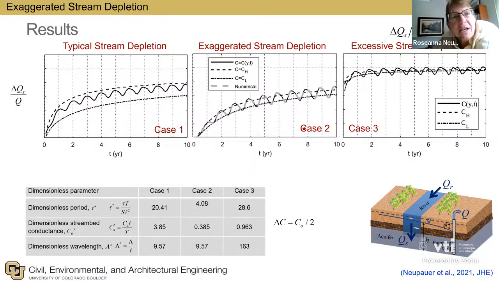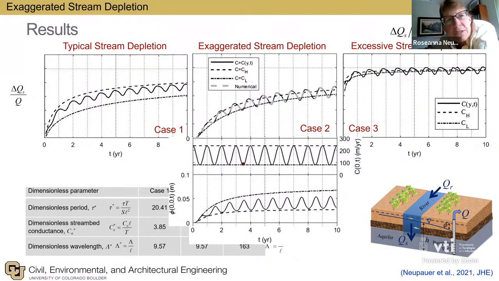So case 2 here happens to show that if you have stream bed conductance that varies in space and time, not only do you get that fluctuating pattern, but you actually get stream depletion that at certain times exceeds what you would have if you had just the high stream bed conductance value, and falls below at times what you would have if you had just the low stream bed conductance value. So we call this exaggerated stream depletion. And the reason for that, I have a couple things to add here.